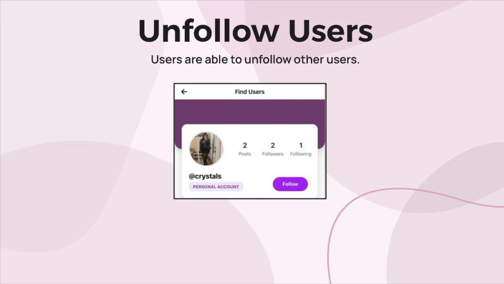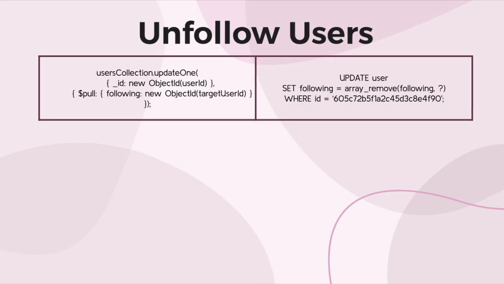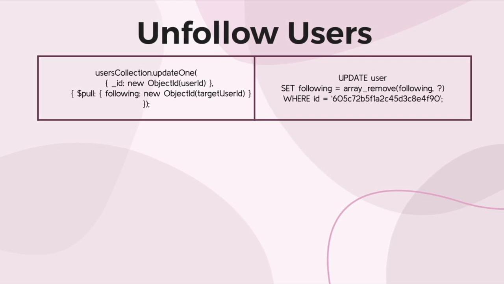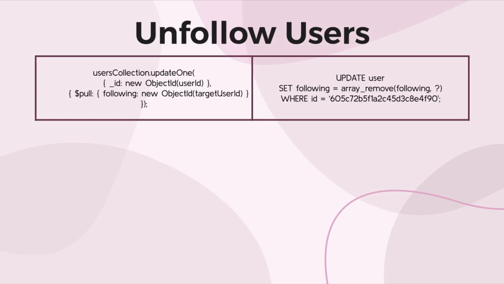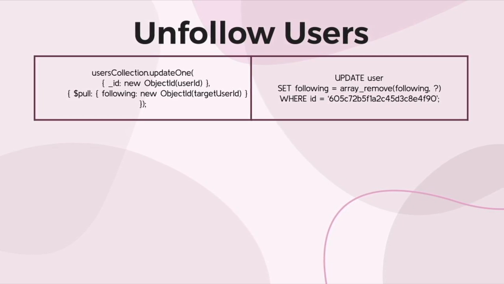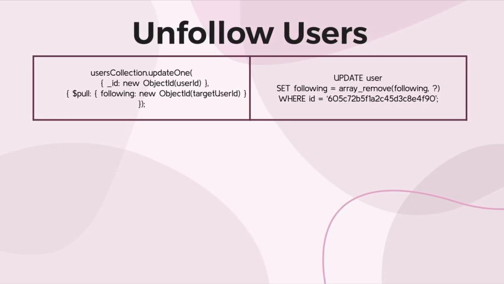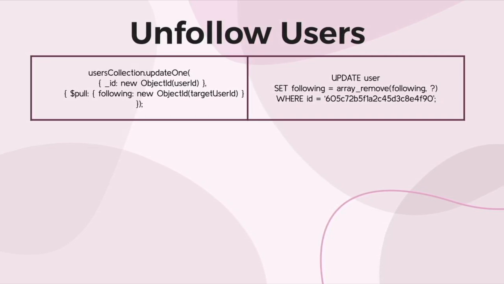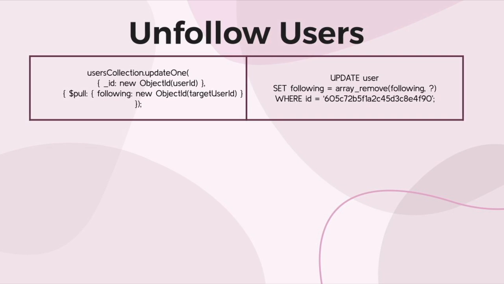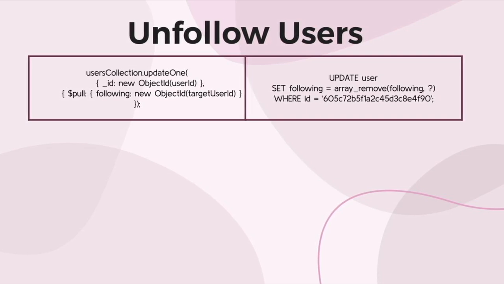Another use case is to unfollow users that you've already followed. And this is the query that we use. You use the update one function, and then you take the ID of the user that is logged in, and then you update their following array by taking out the user ID of the person that they unfollowed using the pull function.